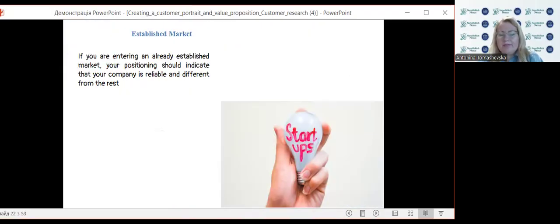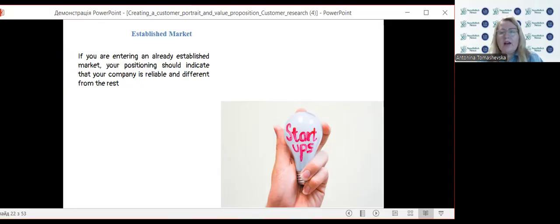Established market. Definition: a market with a well-defined structure, clear competitors, mature technology, and predictable demand. Here, companies compete not to explain the product, but for market share. Characteristics: stable demand, consumers know what they are buying, high competition, many players. Price competition is common. It is difficult to enter with a new product without strong differentiation.